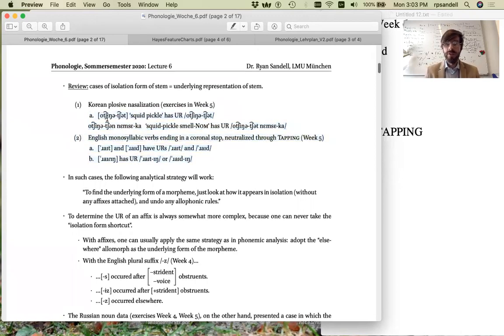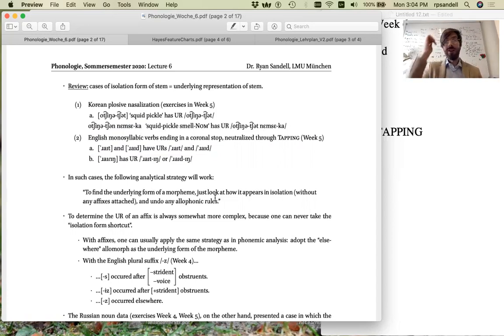So in both of these cases, the following analytical strategy will lead us to the correct analysis. To find the underlying form of a morpheme, simply look at how that morpheme occurs in isolation without any other further suffixes, and undo any allophonic rules that you may have discovered by looking for the complementary distribution of sounds in the data.